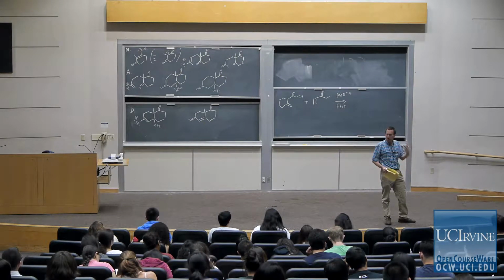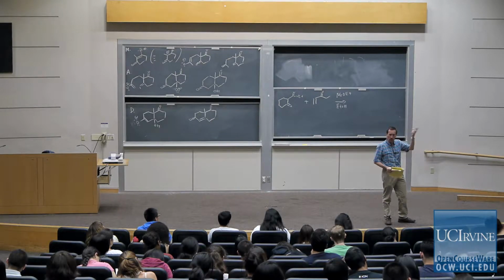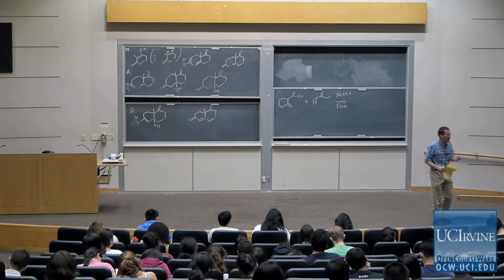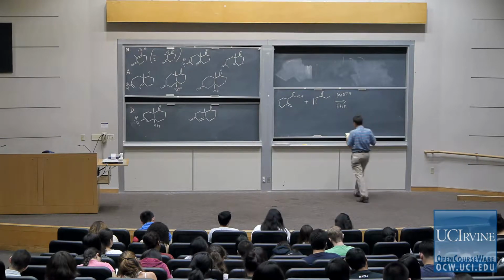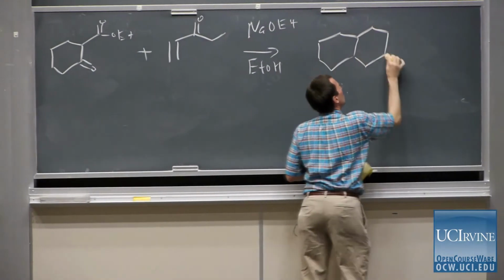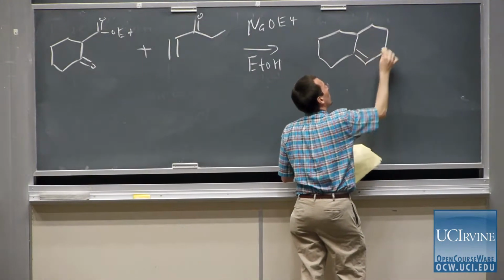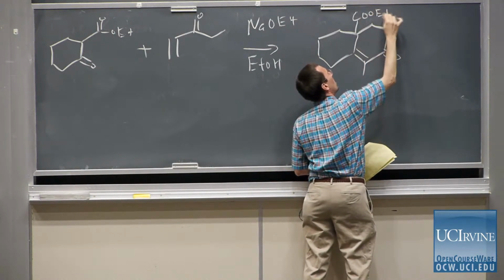So in general, if you have an ethyl ester, you want to use sodium ethoxide in ethanol. If you had a methyl ester, say, you'd want to use sodium methoxide in methanol. And our Robinson annulation product is this, and again, it's a cyclohexanone.